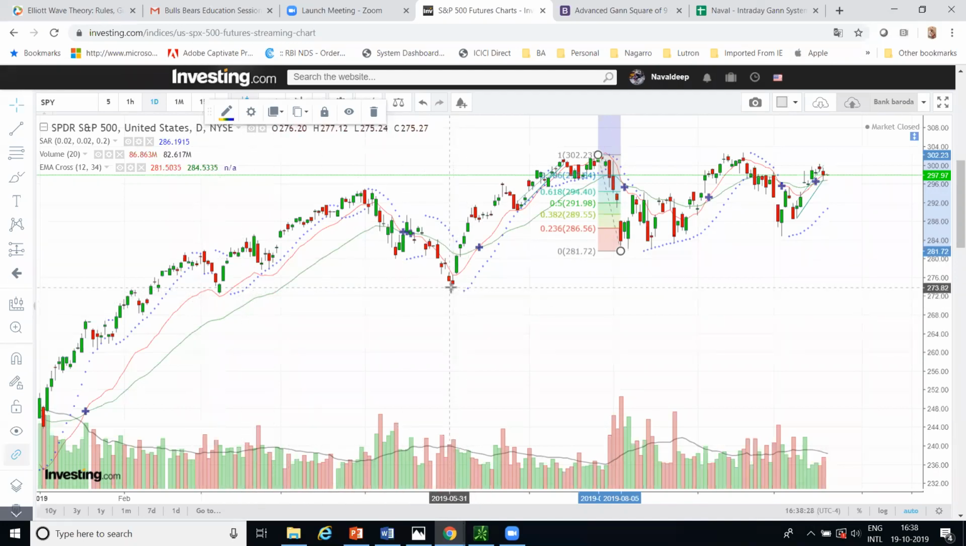Now these patterns, right now I'm using a day chart. These patterns are applicable to 5 minute, 15 minute, 30 minute, or weekly charts. It depends on what level of trading you are doing. Usually I do 15 and 30 minutes for intraday, and 1 day for a swing trade.